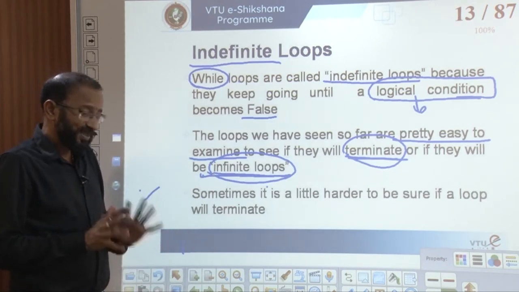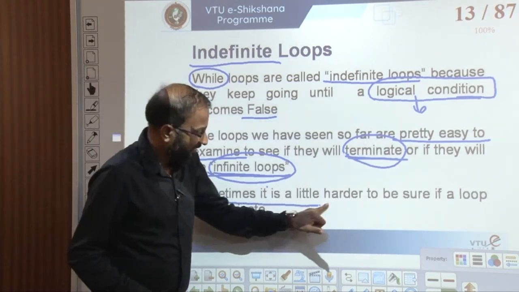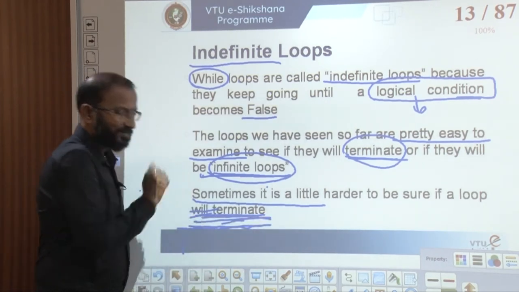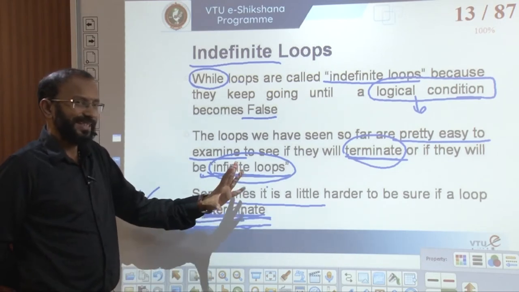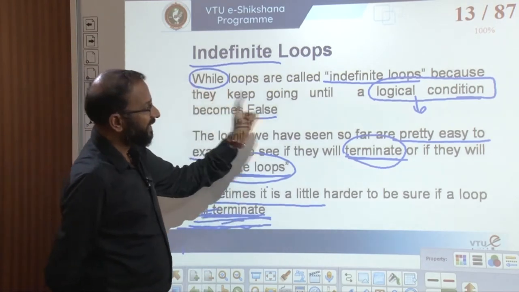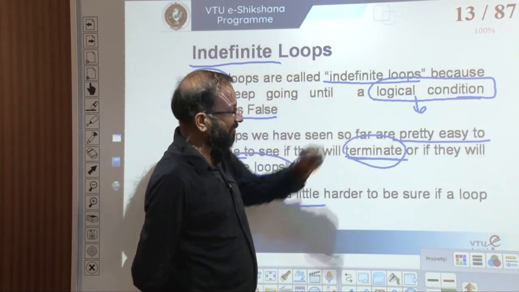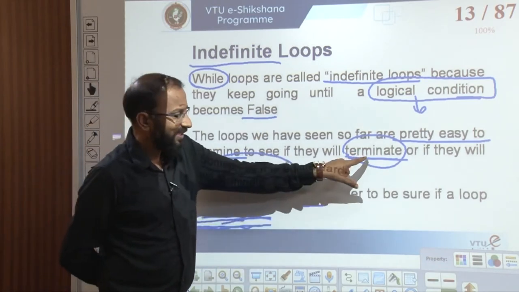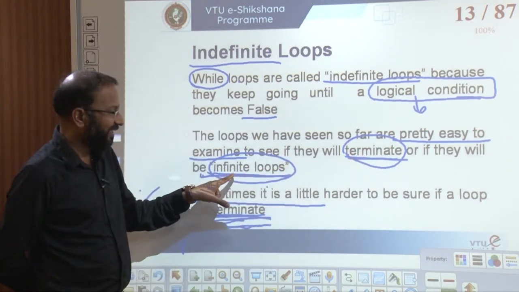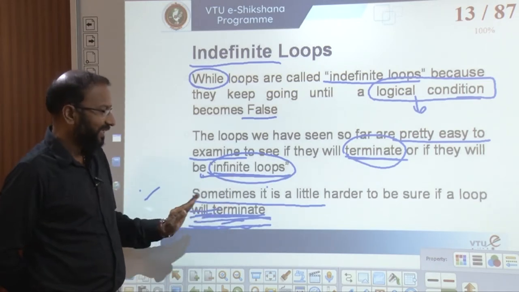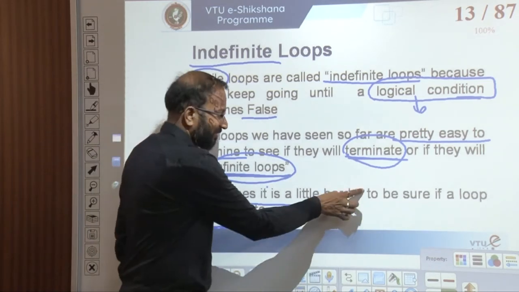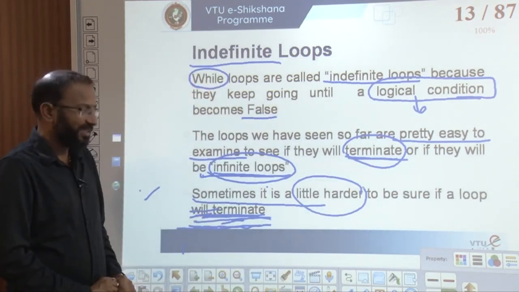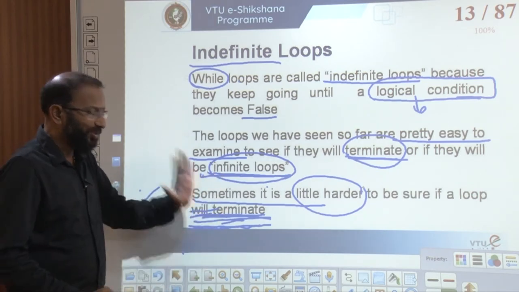Now, there are harder things, where it is hard to be sure if a loop will terminate or not. So what does this slide talk about? Simple. One, it tells me there is something called an indefinite loop. There is a looping structure which is easy, where we have two things: either termination is possible, or they are in an infinite loop. But what is a little harder? To make sure that a loop will terminate. So it's very important, that harder thing that we need to understand. We have to make sure that the loop will terminate.